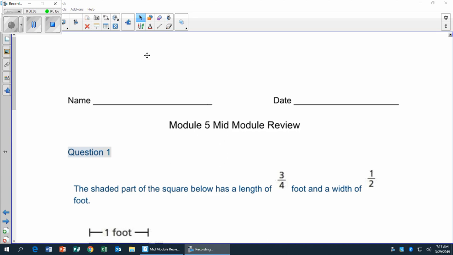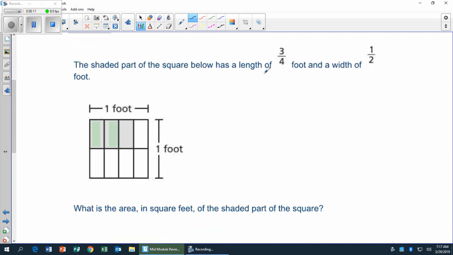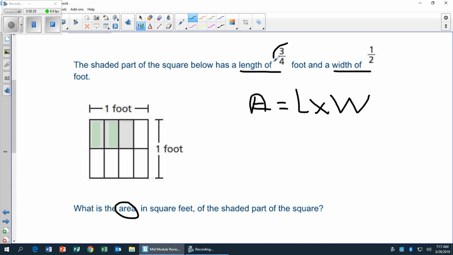This is the review for the mid-module test for Module 5. The first part says the shaded part of the square below has a length of 3/4 and a width of 1/2 foot. What's the area? As soon as I see area, I do area equals length times width, and I can plug in the numbers. The length is 3/4 and the width is 1/2.